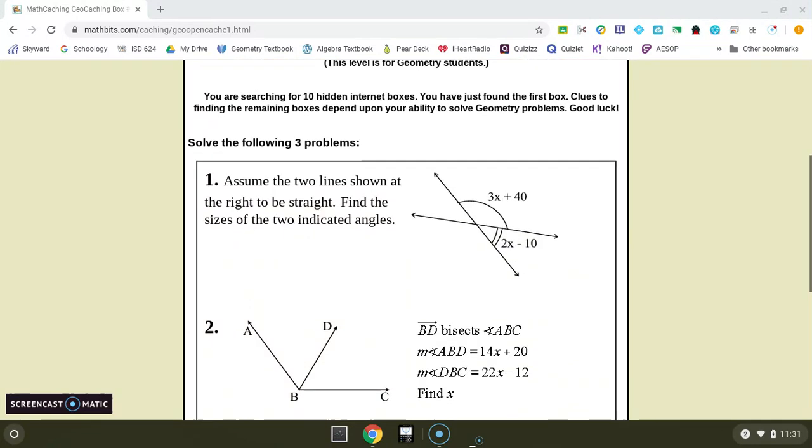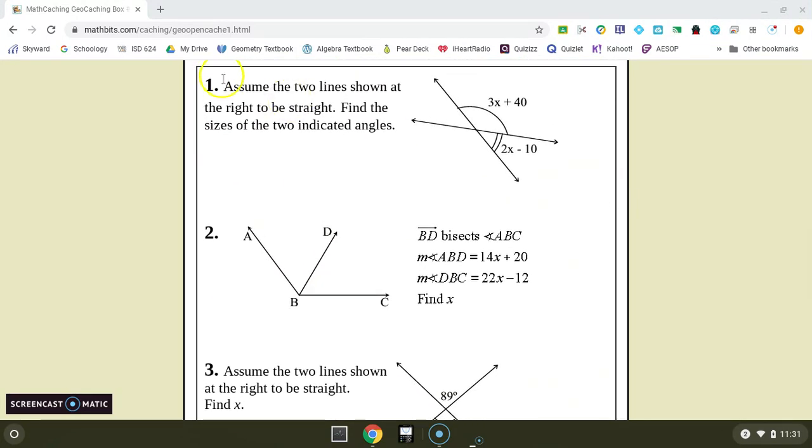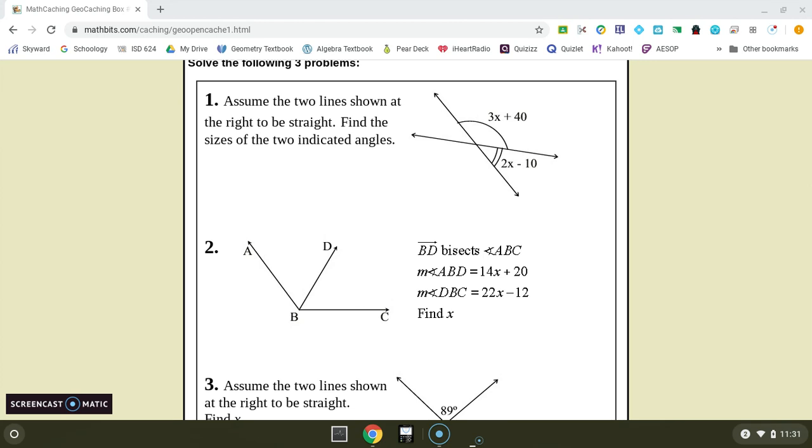So the very first thing you'll notice is that there are going to be a couple problems on the page. You're going to go through and answer all of the problems that they're asking you to. You're going to have to do this on a sheet of paper or use the worksheet that I attached to the slides for today. But first, we're going to go through answer number 1, okay?